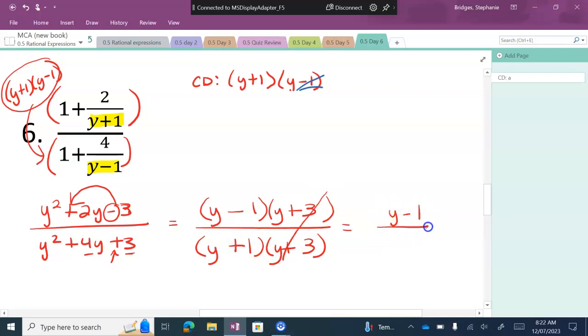So at the top, I'm left with y minus 1. At the bottom, I'm left with y plus 1. Can those cancel?